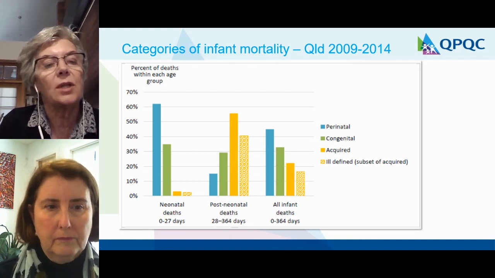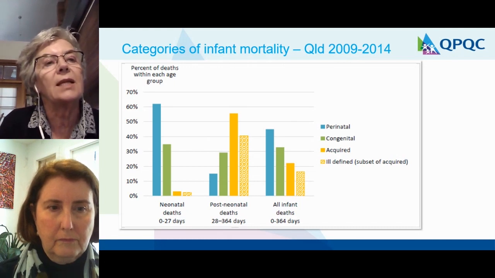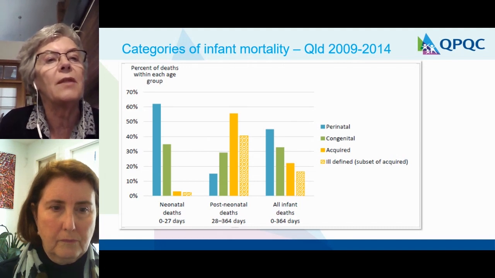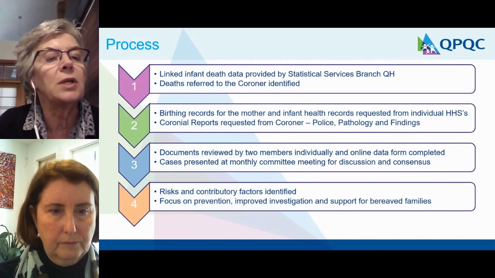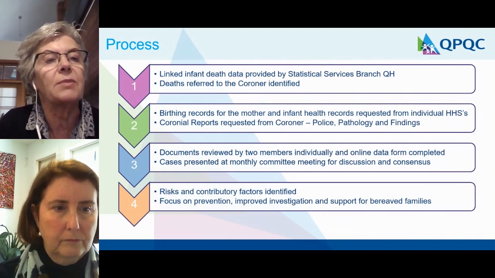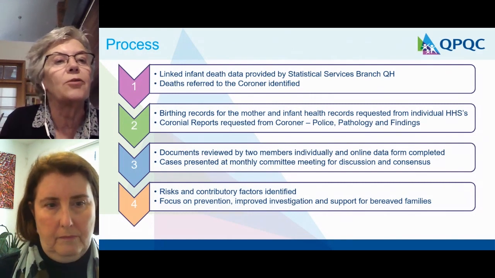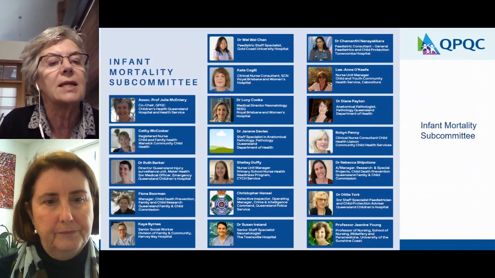So our process in the Quality Council is that we have an infant mortality subcommittee, and we receive linked infant data from statistical services, and from that we identify deaths referred to the coroner. And then we get records for the mother and for the infant requested from hospital and health services, and the coronial records. Two members individually from this expert panel subcommittee review the documents and complete an online data form, and then we present the cases at a monthly meeting and develop consensus.